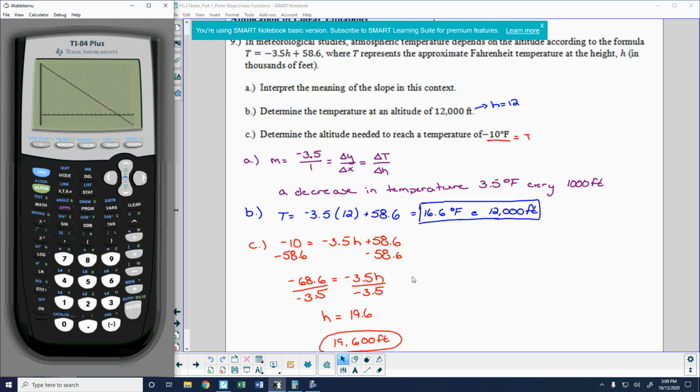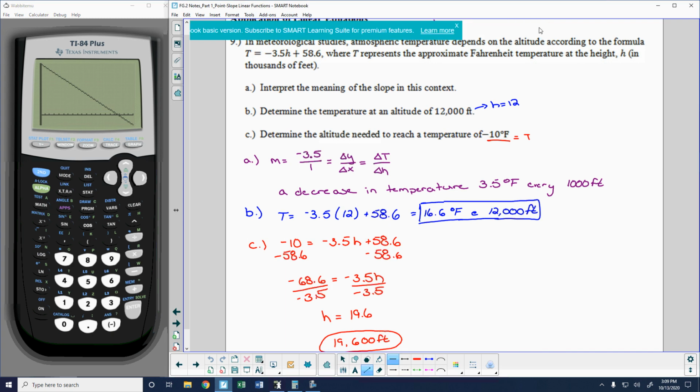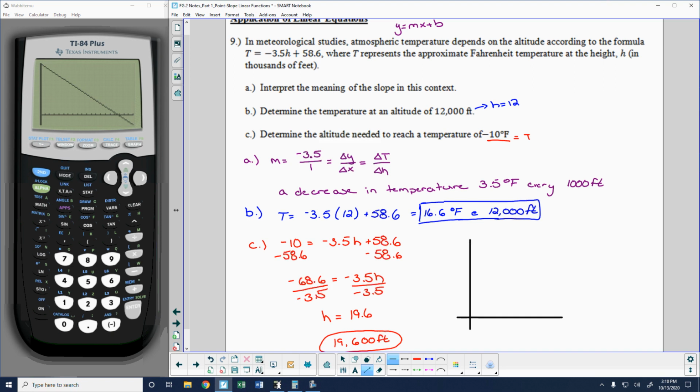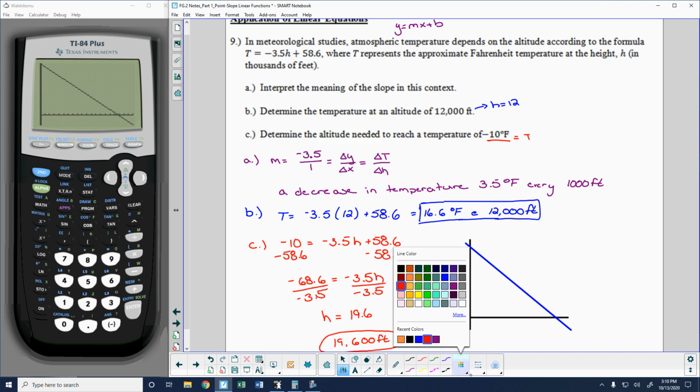Now, we've already solved this algebraically. I'm just giving you another way that we can solve this here. So what I'm going to do is sketch this graph. I'm going to need an x-axis, and I'm going to need a y-axis. And then put this graph in blue. It looks something like this. Okay, so we're just going to draw a rough sketch here.